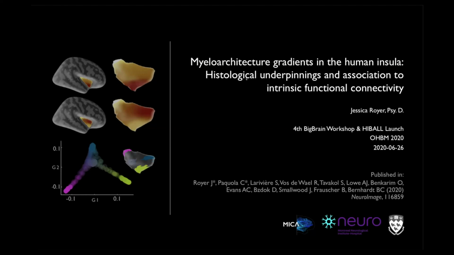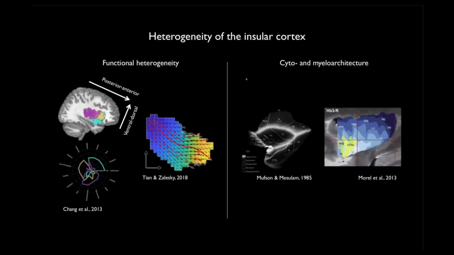So hi everyone, I'm happy to present today our work on in vivo microstructural gradients in the human insula. In this study, we bridged the worlds of in vivo microstructural imaging and cytoarchitectonics and examined the correspondence of functional connectivity and microstructure within the insular cortex. We know that the insula is a highly complex region, both in terms of its functional organization and microstructure.